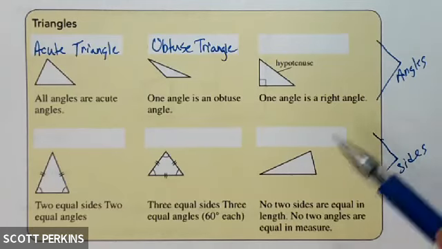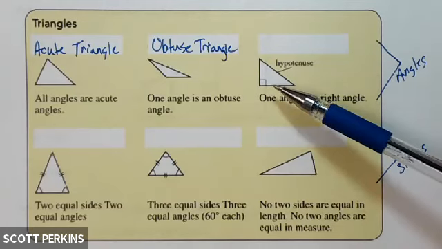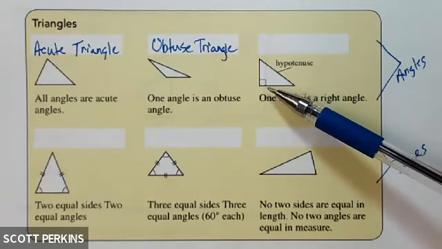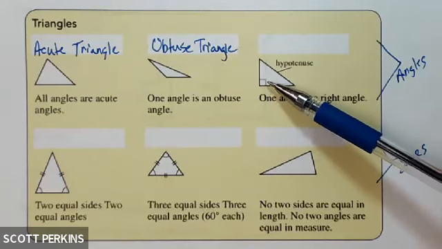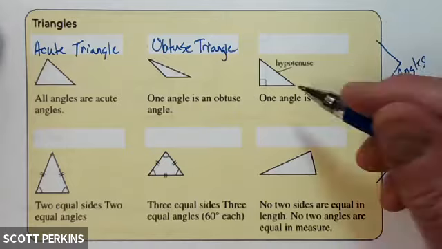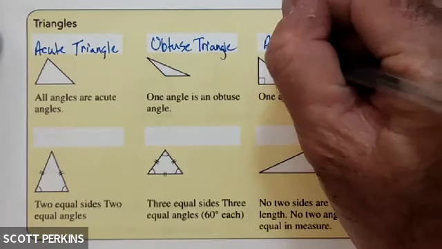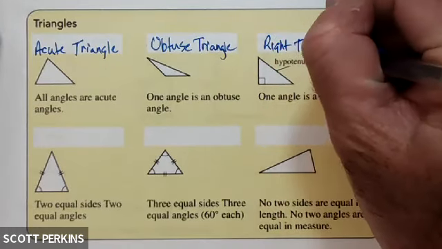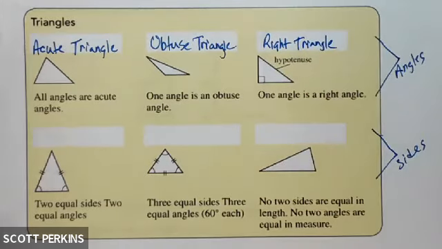When you have a right angle, and I told you the other day when we talked about complementary angles that when things are 90 degrees in the pictures, you'll tend to see a little square here just so that you can verify that. So when you have a right angle, it's called a right triangle. Those are the designations for triangles when we're basing it on the angle.